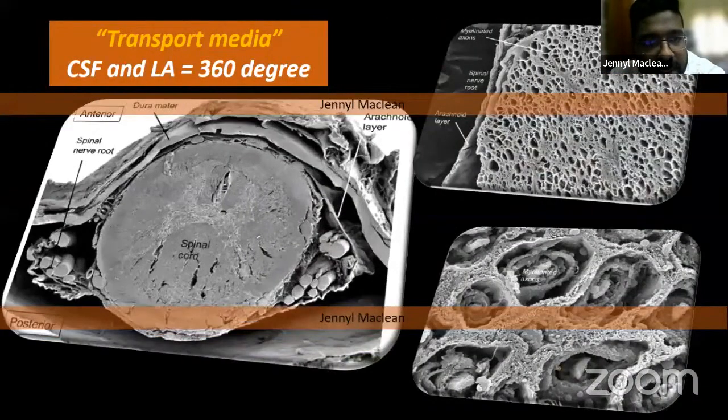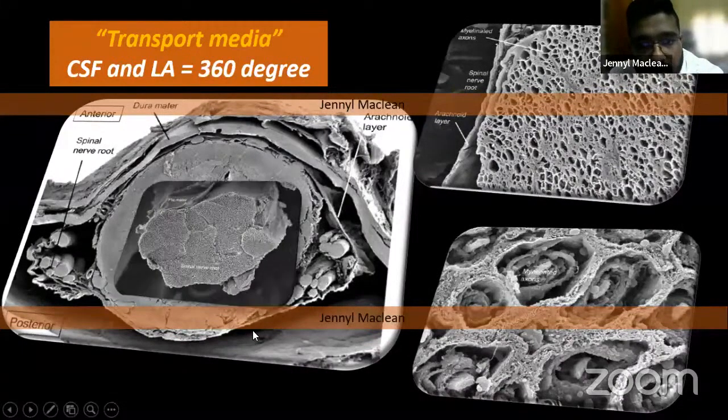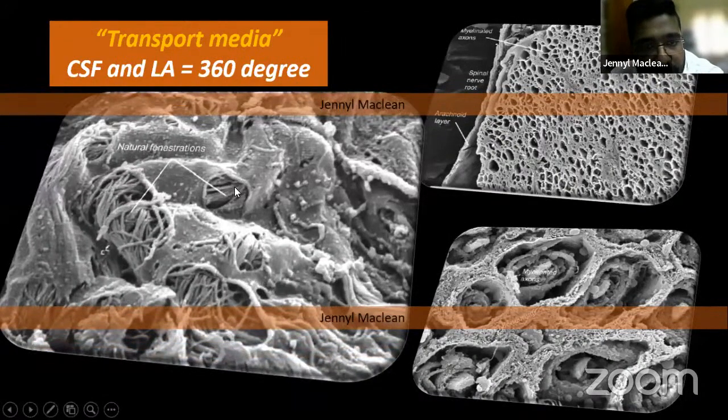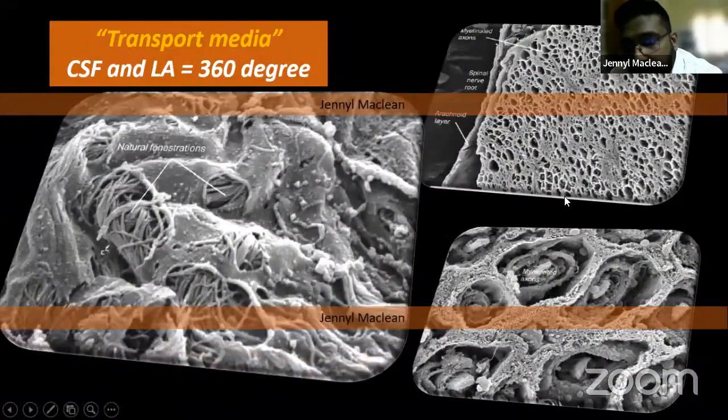What happens in spinal anesthesia? The CSF and the LA get a 360-degree mix-up around your spinal cord. How does it happen? It passes through the pia mater, and you have natural fenestrations in the pia mater, and finally reaches your naked axons. That's how the blockade happens in 3 minutes, I would say.